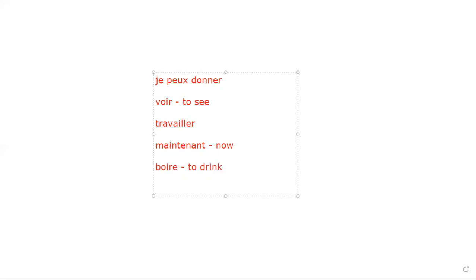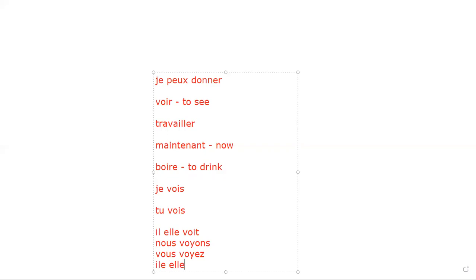Now, for example, we'll do the voir verb. How to conjugate the voir verb? Team, this is an irregular verb. Repeat after me. Je vois is I see. Tu vois is you see. Il, elle voit, he, she sees. Nous voyons. Vous voyez. Ils, elles voient.